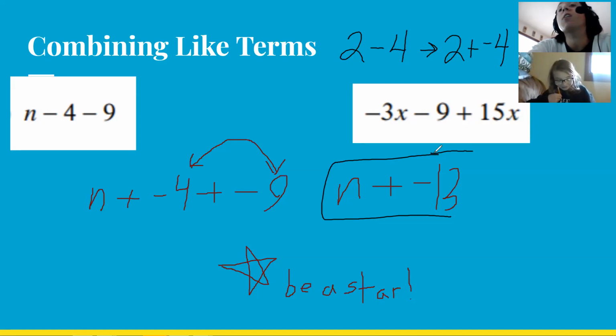The amount of blankets you have right now. So Cece lost 4 blankets, and then she lost 9 more blankets. So altogether, she lost 13 blankets.